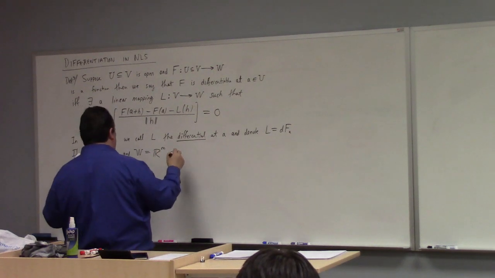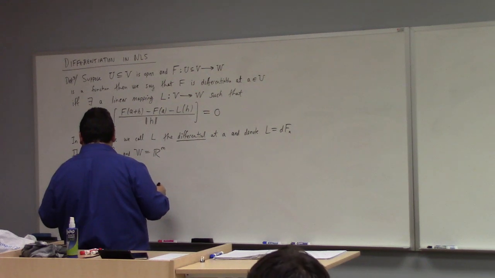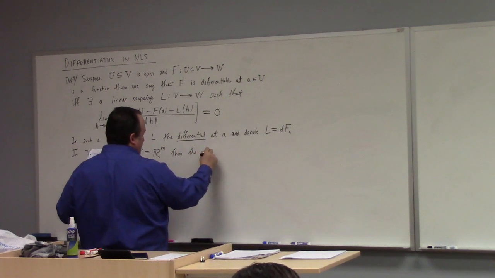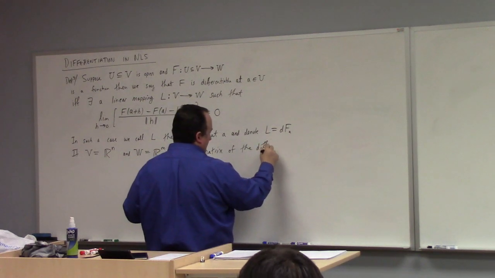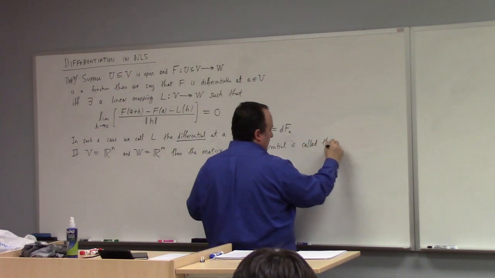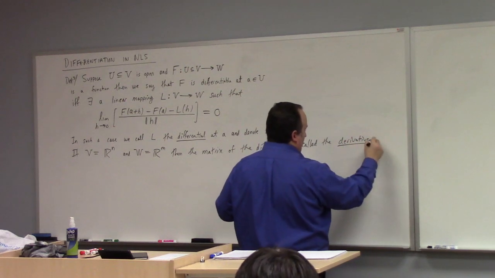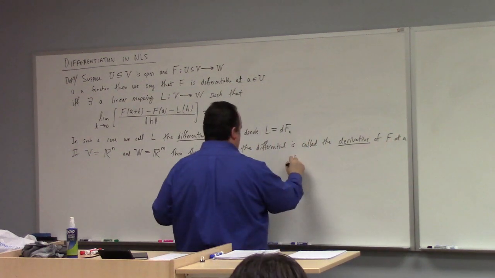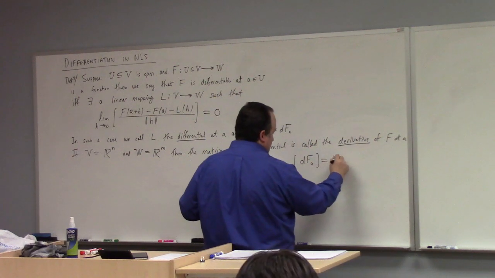I mean, it's not wrong. It's just I like to put n in the domain and m in the codomain. Then the matrix of the differential is called the derivative of f at A. In particular, the standard matrix of the differential is denoted by f prime of A.